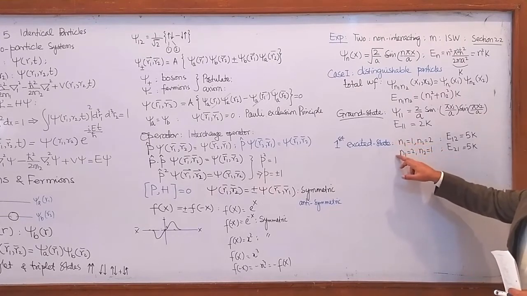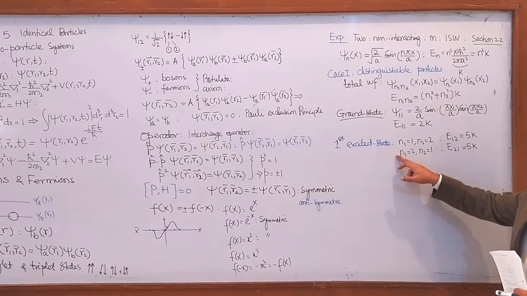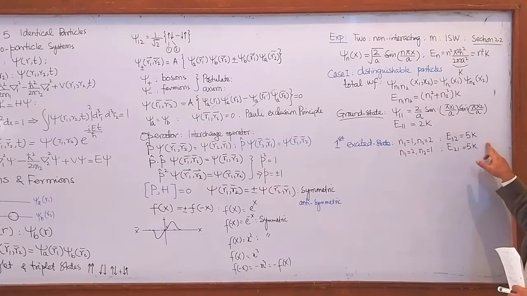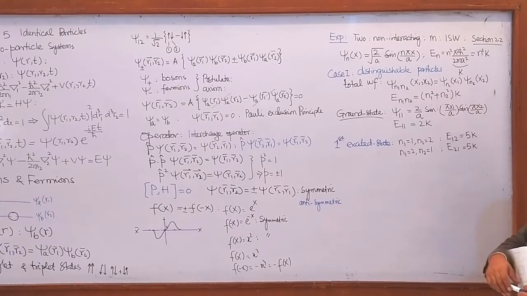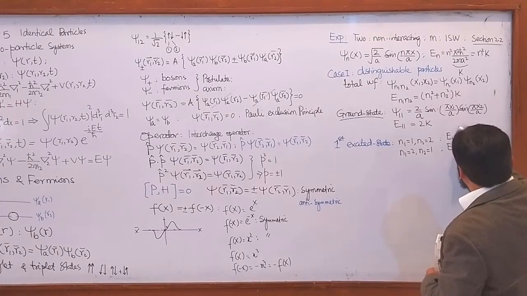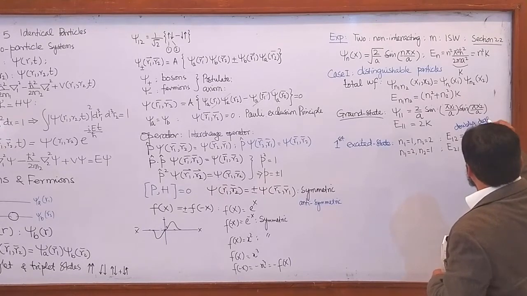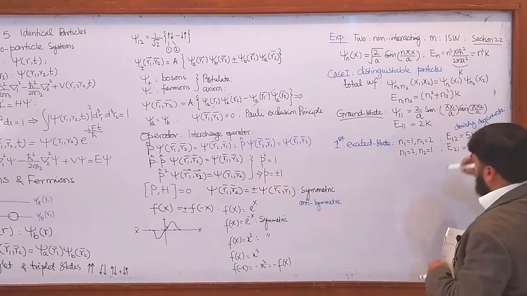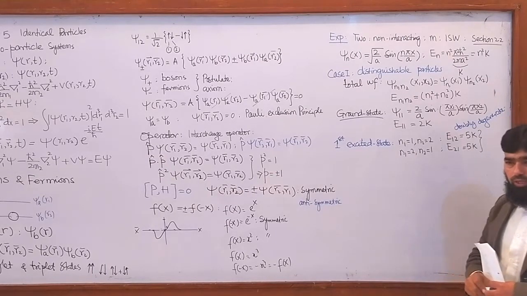These are two states, N1 and N2, and we got the same energy for those states. And you earlier noted that when two or more states share the same energy, we say those states are degenerate. So I will call these states doubly degenerate, because the states are two while they share the same energy.